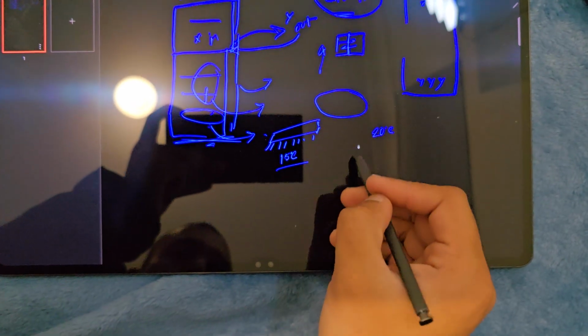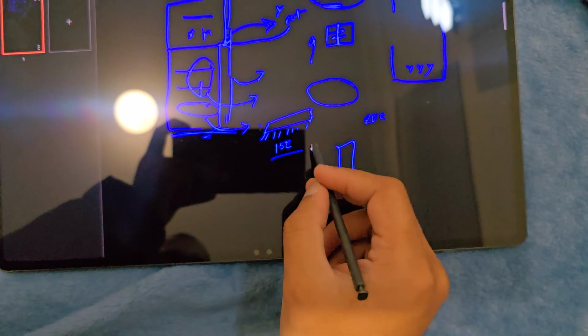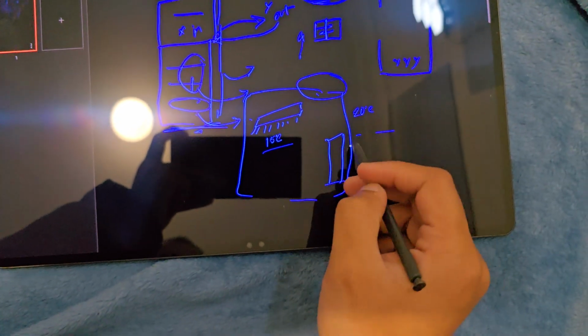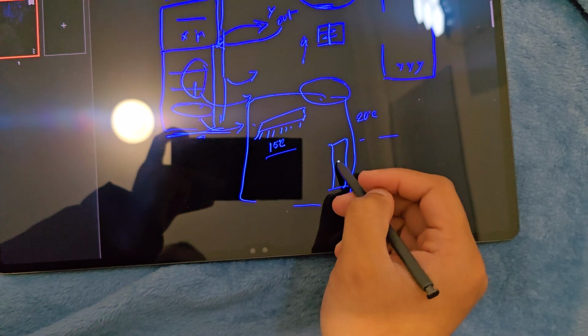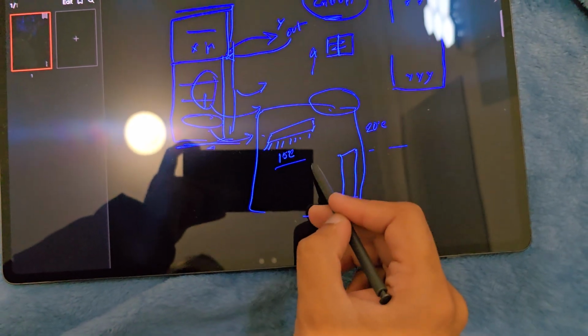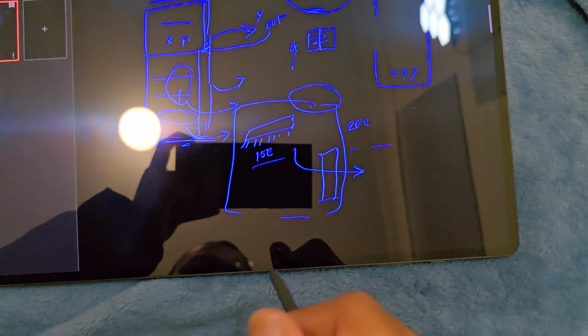When you open the door, so this is our room. This is outside. When you open the door, normally we might think that the cold air probably is going to come out, but that's not what happens.